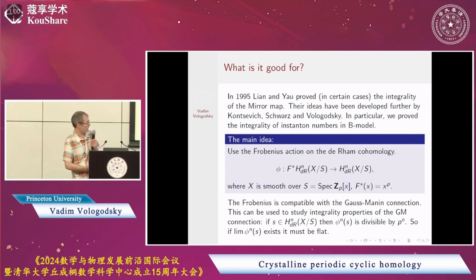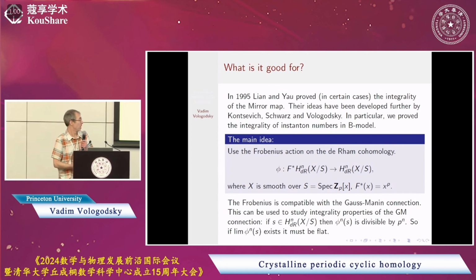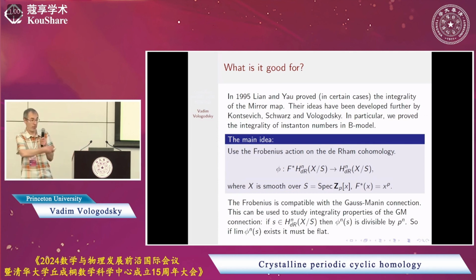The main idea is the following: if you take any homology class S and apply Frobenius to this class, the covariant derivative of phi of S must be divisible by p. So if you apply Frobenius n times, then the covariant derivative must be divisible by p to the n. In particular, if the section S you start with has the property that the limit exists, this limit must be flat, which means that you can construct some flat sections of this homology whose Fourier series expansion has p-adic integral coefficients. That's the main idea. Okay.